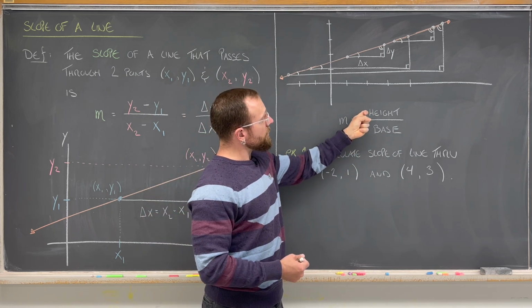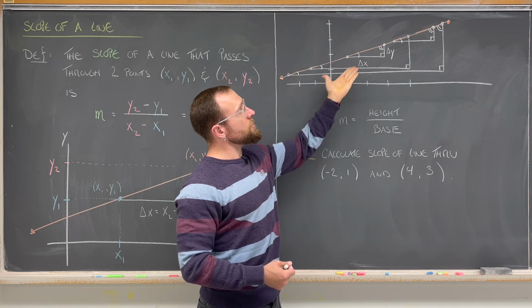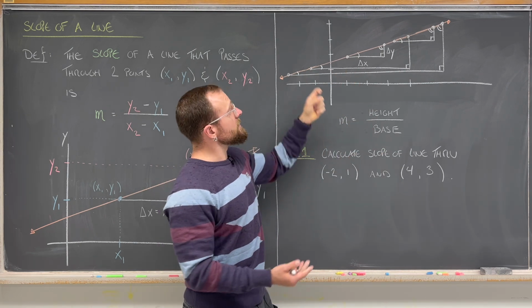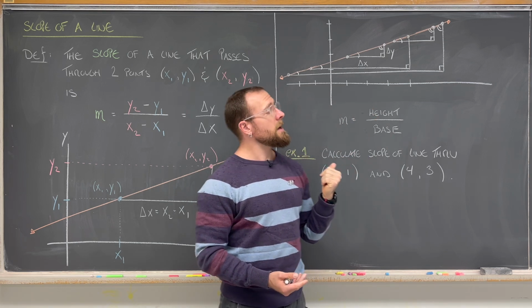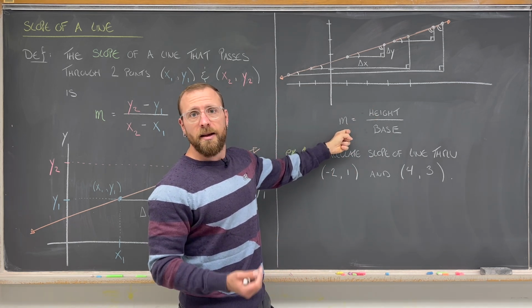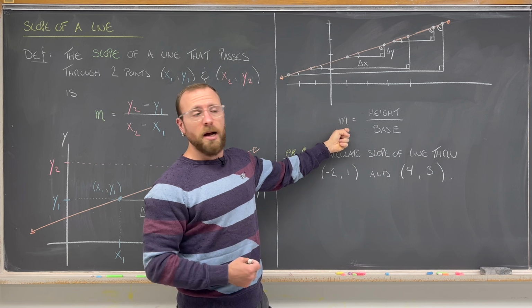And so that number, height divided by base, that seems to come from the line and does not depend on which 2 points you pick, is a property of the line. We call it the slope, and this is where it's coming from.